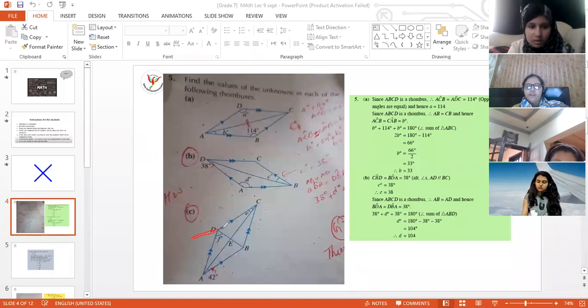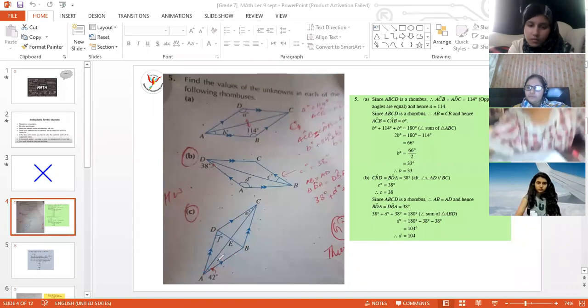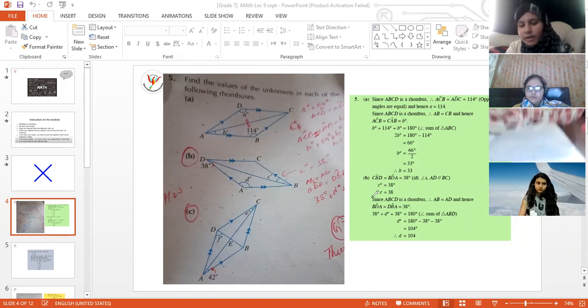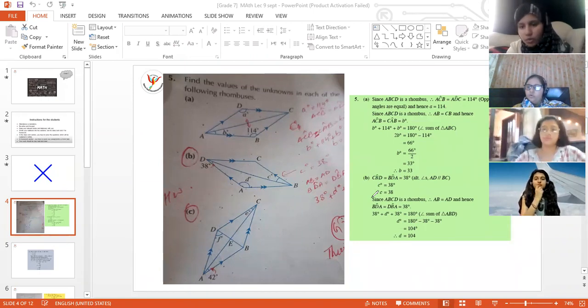And if DC is parallel to AB, this is the transversal, then what will be angle E? Angle E will also be 42 degree with the help of alternate angles, right? Ma'am, if the arrow is not drawn, then the adjacent angle would not be 42, right? If the arrow is not there, then... no.